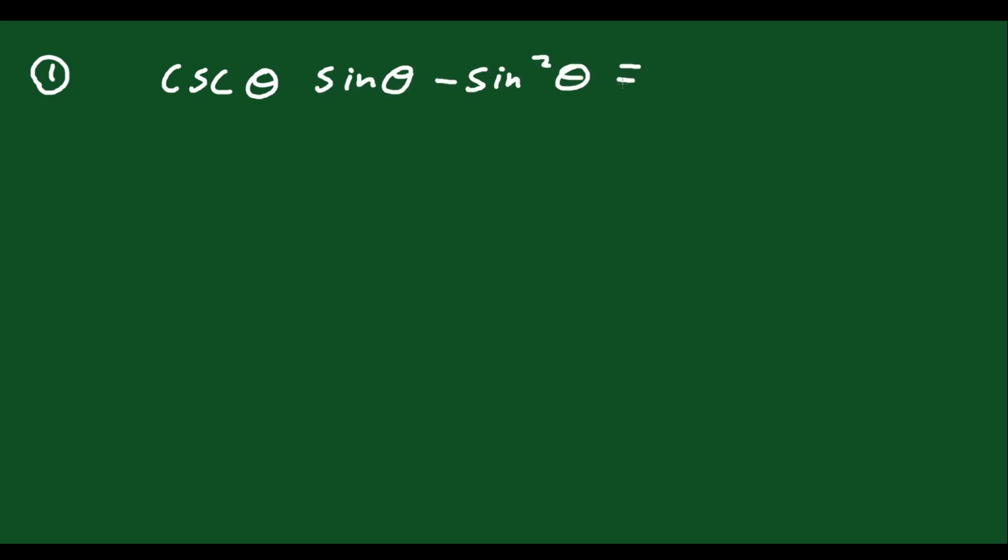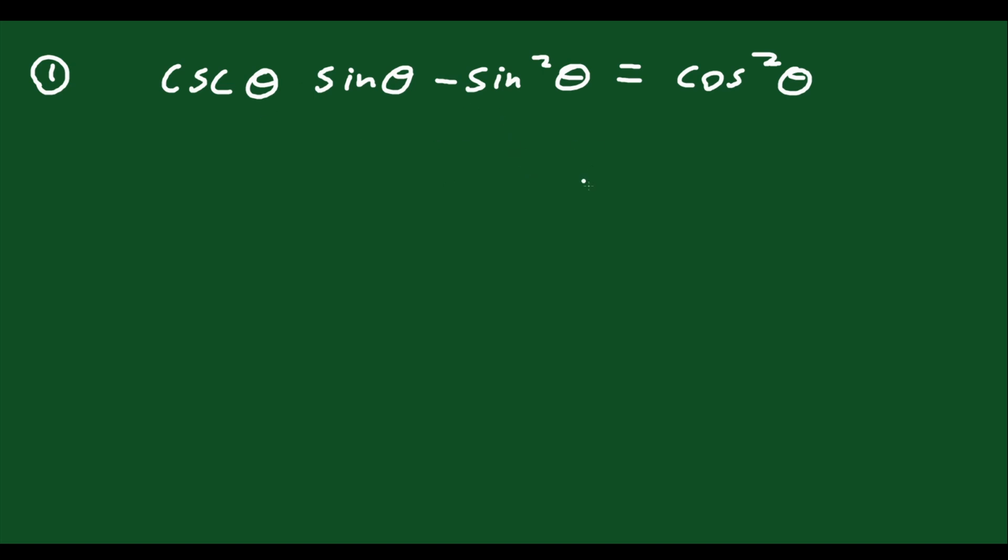In the last video, I promised that we would do lots more examples of these identity proofs, right? So let's do a few. Number one, cosecant theta times sine theta minus sine squared theta is equal to cos squared theta. Okay. What do we do?